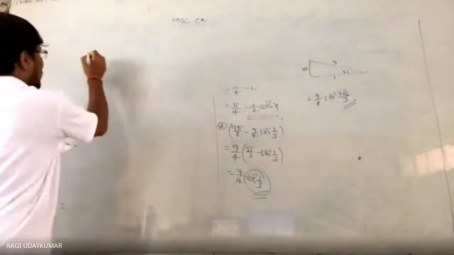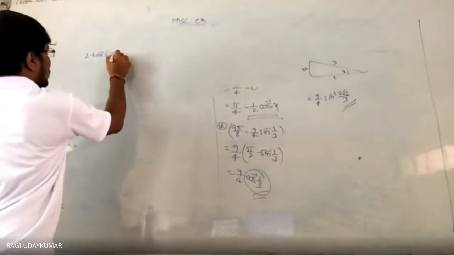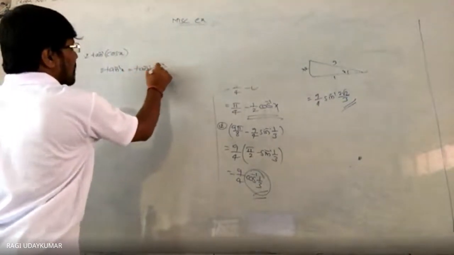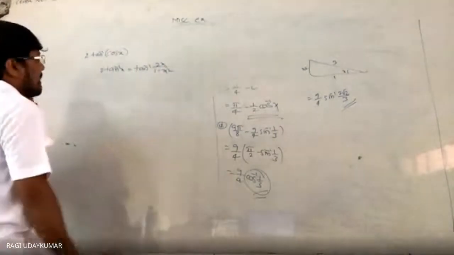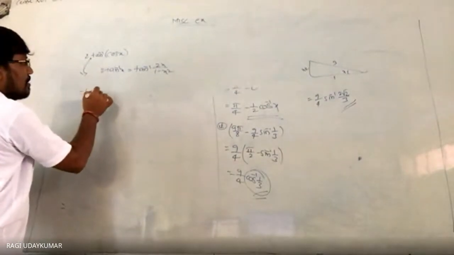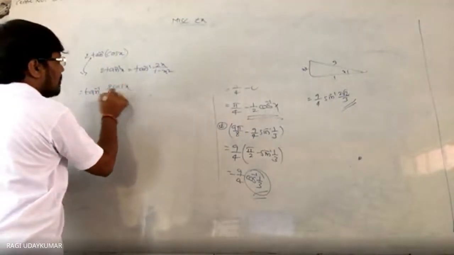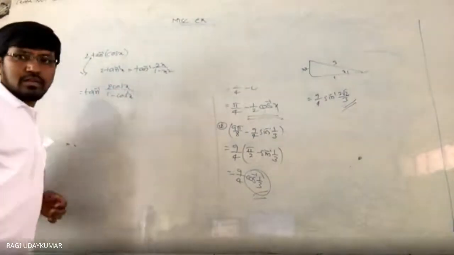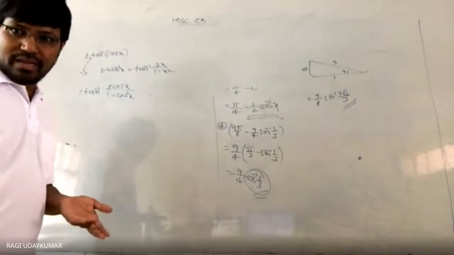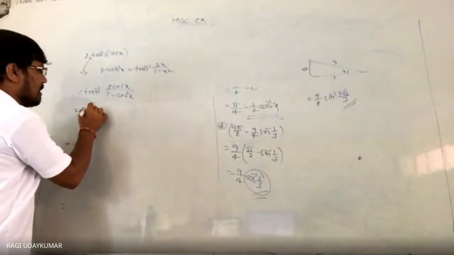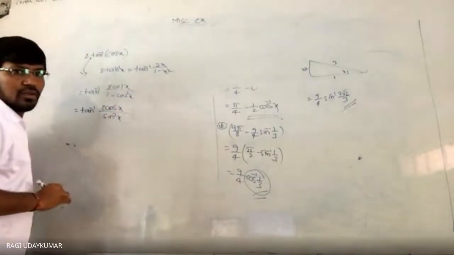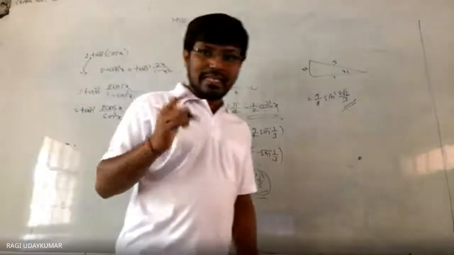What is the question given to you? 2 tan inverse of cos x. So what is the 2 tan inverse x formula? Tan inverse of 2x by 1 minus x square. In this, in place of x we have cos x. So this can be written as tan inverse of 2 cos x by 1 minus cos square x. Isn't it? 1 minus cos square x can be written as sin square x. So if you replace this one, 2 cos x by sin square x.